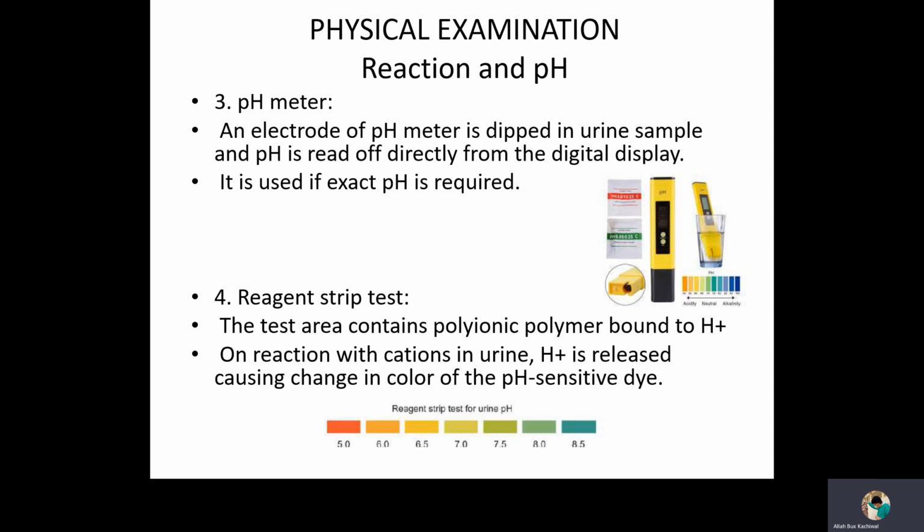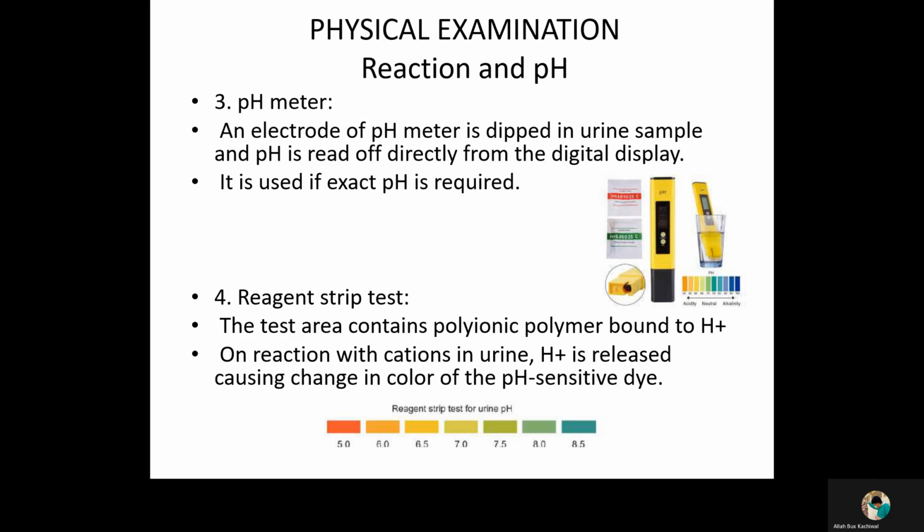The reagent strip test is a qualitative test. It can also indicate the pH of the sample. The test area contains a polyionic polymer bound to hydrogen ions. On reaction with the cations in the urine, hydrogen ions are released, causing a change in the color of the pH indicator.